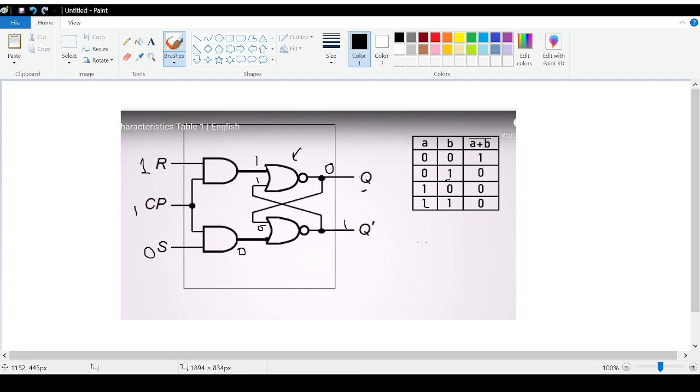And remember, for the SR flip-flop, R equals 1 means we are resetting the value. Resetting the value means we are storing the value 0. Remember, I said whatever value is stored will be denoted by the variable Q. So Q is 0 here, so we have stored the value 0 inside our flip-flop.